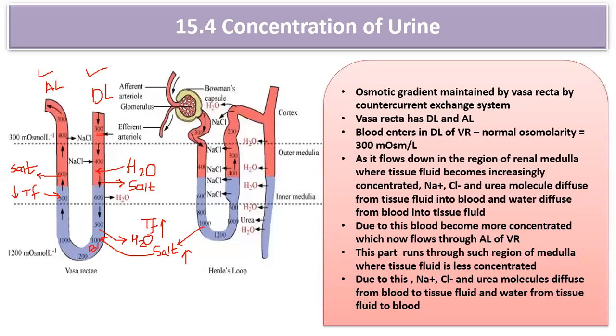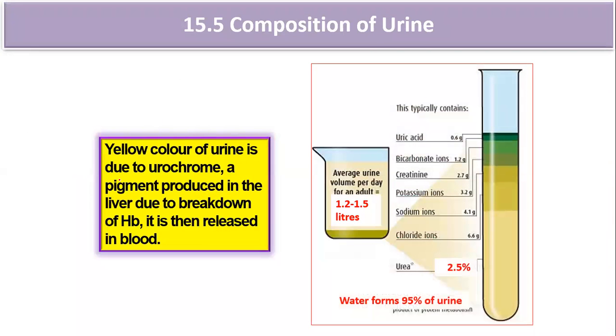Now coming to the composition of urine, finally we get urine. You can see that urine has yellow color because of the urochrome. It is a pigment which is formed by the breakdown of hemoglobin. Can you remember that once the RBCs become dead or worn out, they enter into the liver where they are broken down into the pigments called bilirubin, biliverdin, and urochrome. Urochrome is excreted in the urine, so that's why it gives the pale yellow color.